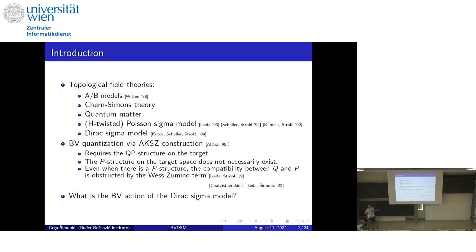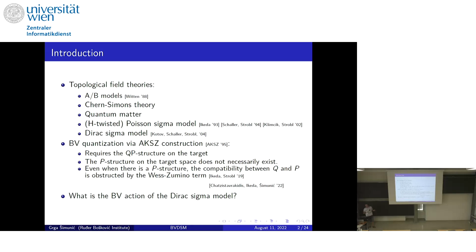So when we combine topological field theories and BV, one thing that we usually think of is the AKSZ construction. It is a nice geometrical procedure that allows us to construct the BV action for different theories. However, the AKSZ construction requires the QP structure on the target space.